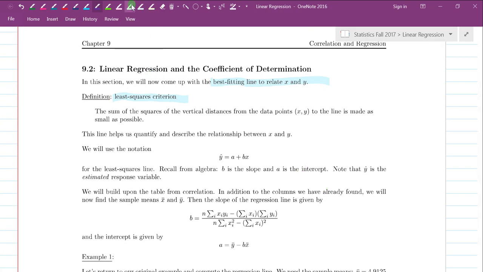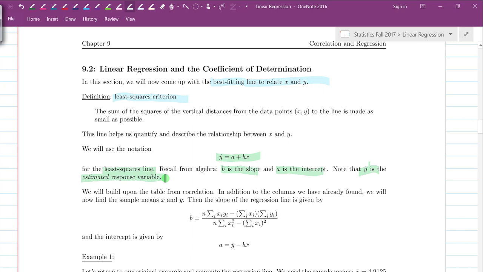So this line helps us qualify and describe the relationship between x and y. We're going to use the notation y hat is equal to a plus bx for the least squares line. That's an equation that you need to write down. Recall from algebra, b is the slope and a is the intercept. Note that y hat is the estimated response variable, the dependent response variable.